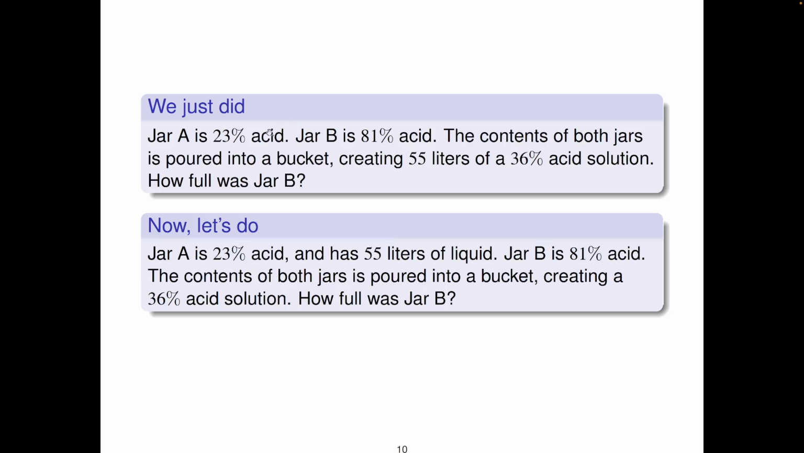So we just did this question two different ways, but I'm going to change the question slightly. 23%, 81%, the bucket being 36%, that's all the same. The difference is, in the question we just did, 55 liters was the amount of solution for the bucket at the bottom, and now 55 is the amount of liquid for jar A. So how does that change things?